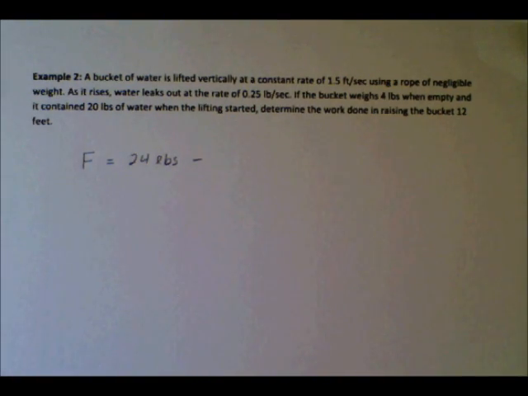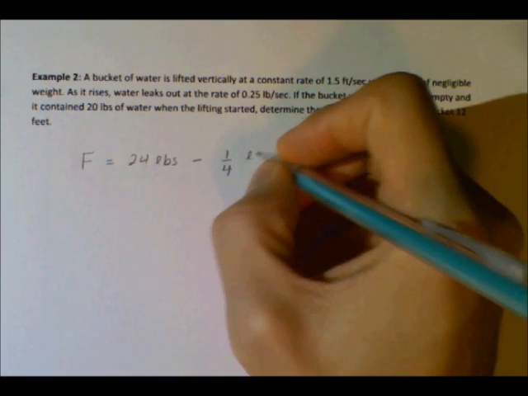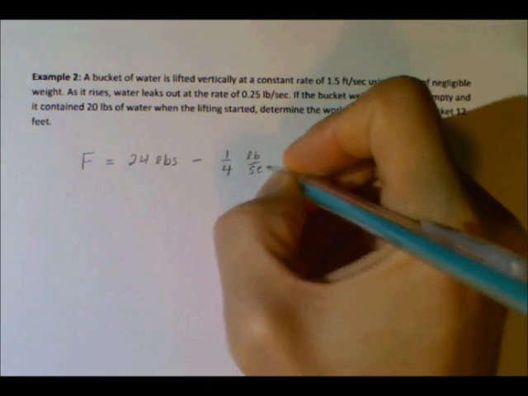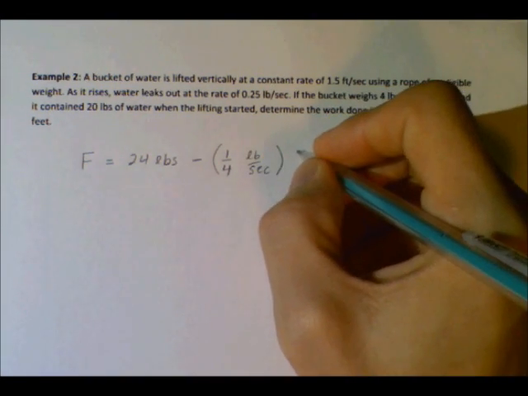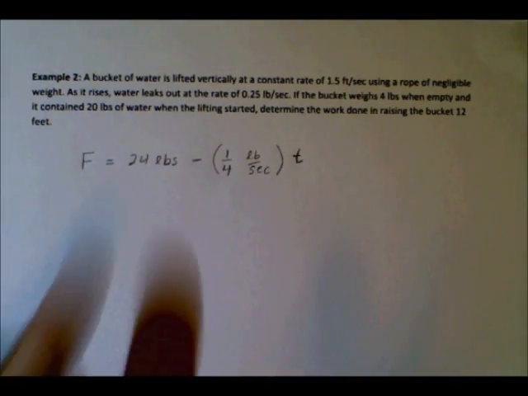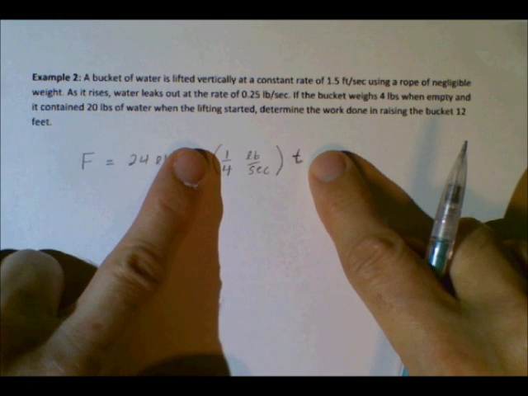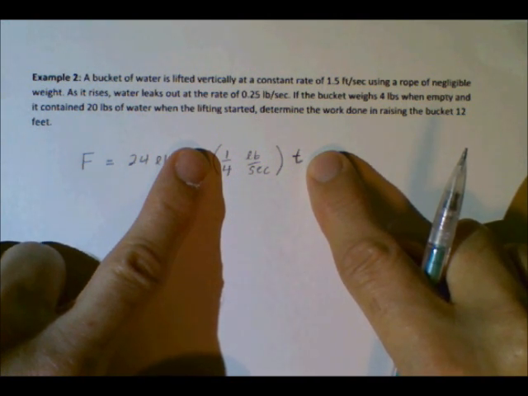But as the bucket rises, as time goes by, the water leaks out at the rate of 1/4 of a pound per second. Now, if I multiply that 1/4 of a pound per second by the number of seconds, let's call that t, t is time, time is in seconds, this represents the weight of the water lost in t seconds.